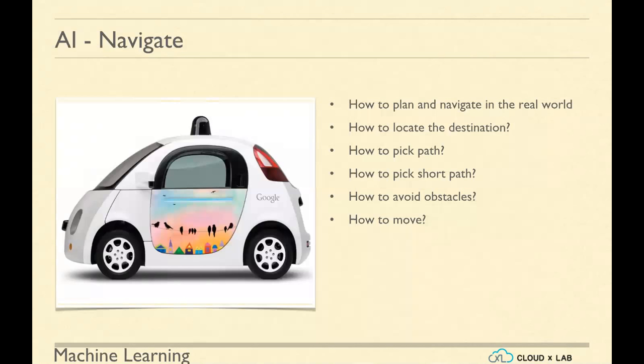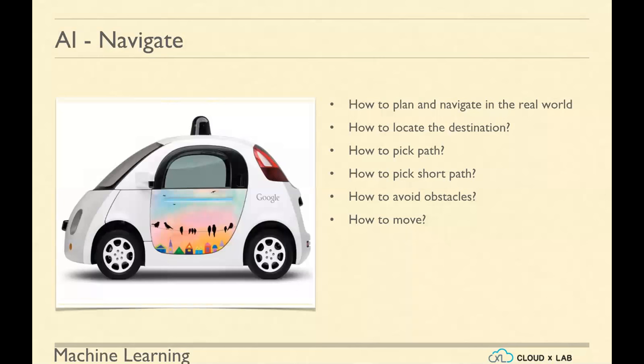How do you plan and navigate in the real world? How to locate the destination, how to pick a path, how to pick the shortest path out of all, and how to avoid obstacles. Obstacle avoiding, as in, is this a door, or is this a lift? Is it something that we can use, or is it something we should avoid? And how do we really move?